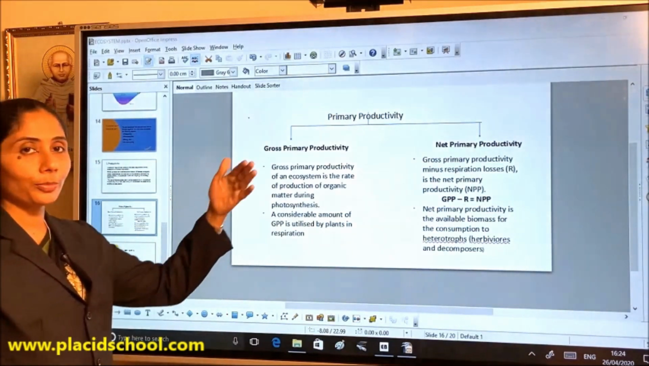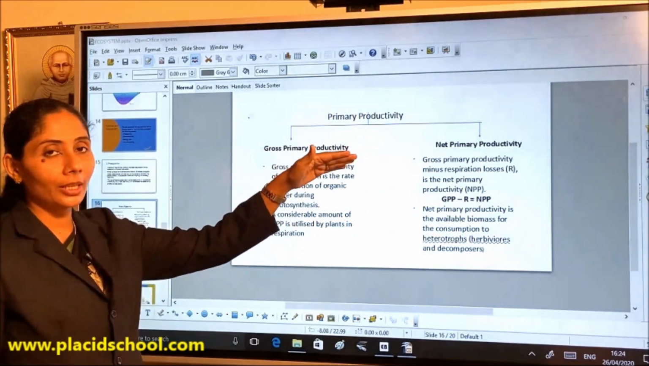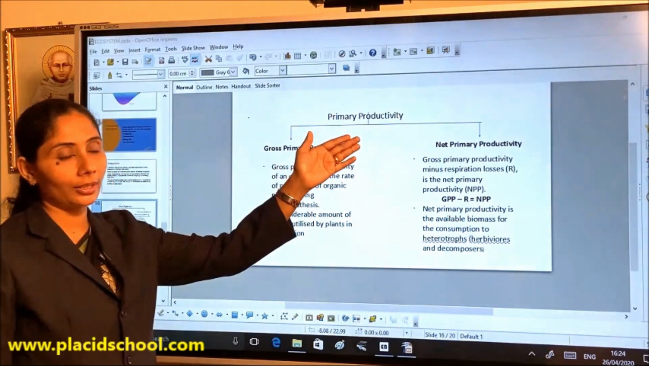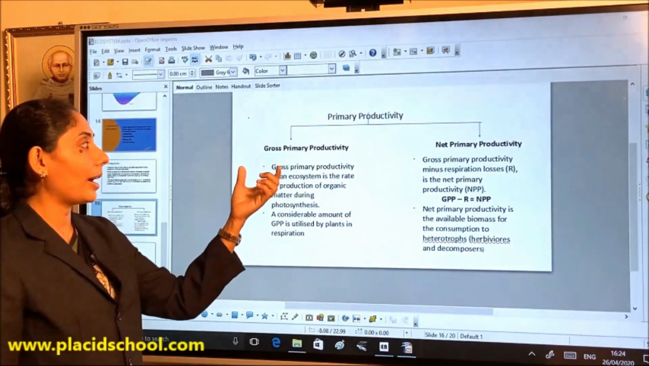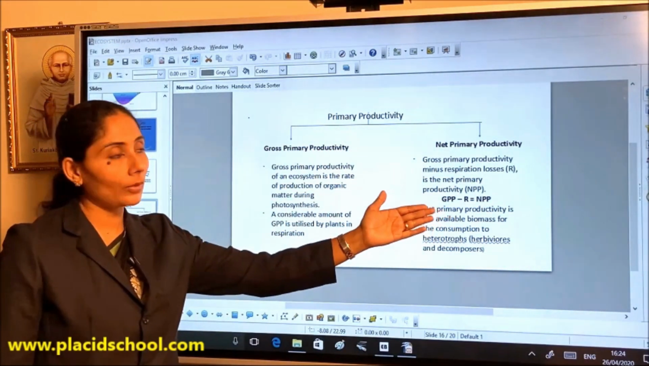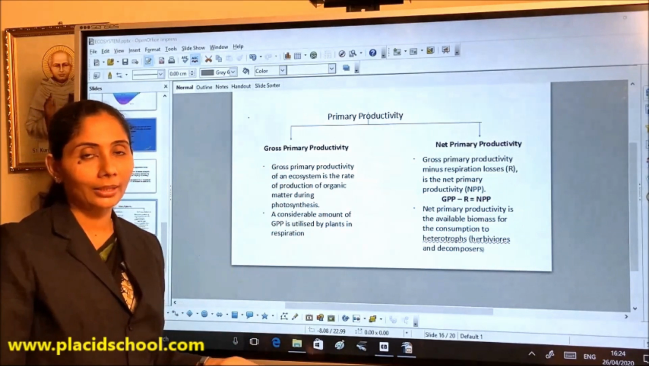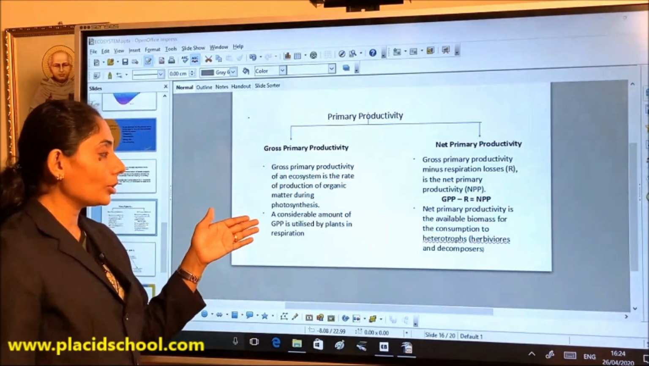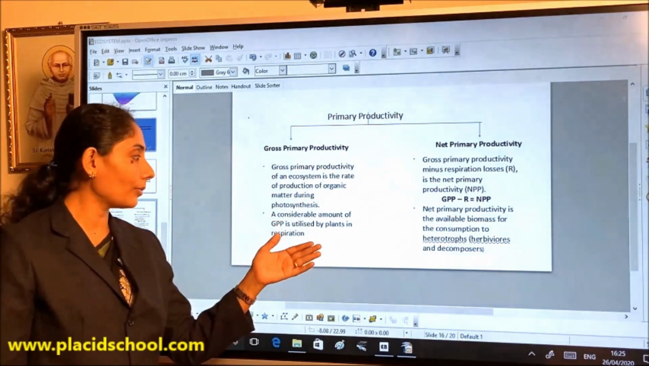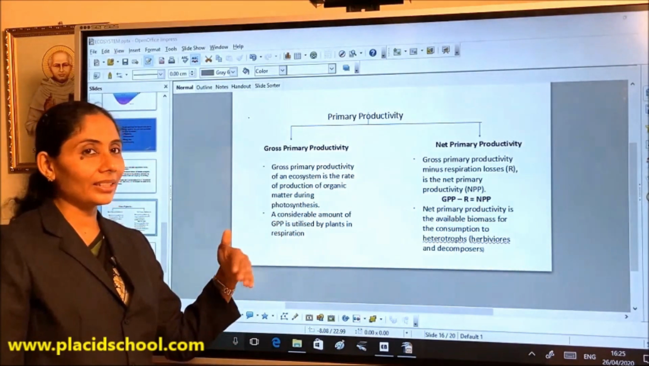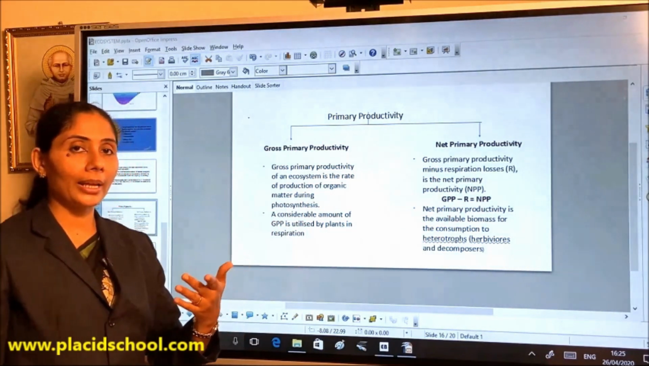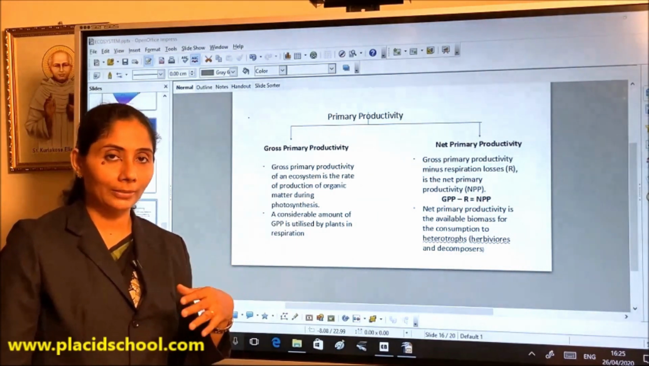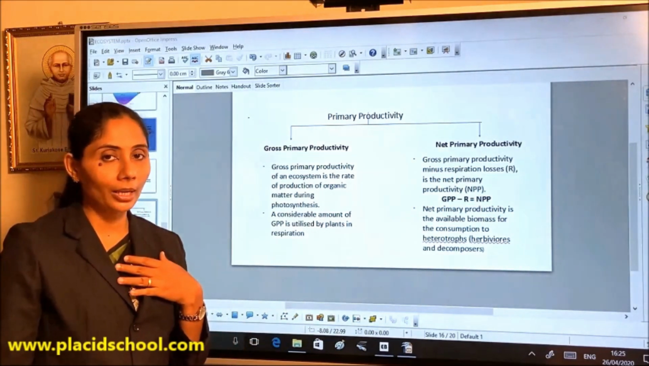Okay, so let us come back again to primary productivity. Primary productivity is the total amount of organic matter produced by plants during photosynthesis in a given time period, which is further divided into gross primary productivity and net primary productivity. Gross primary productivity is the total organic matter synthesized by the plant. Out of this total, some would be utilized by plants for respiration. Let us consider an analogy. After I have done a job for 1 month, let us assume I got a salary of 10,000 rupees. So this 10,000 rupees is my gross primary productivity.